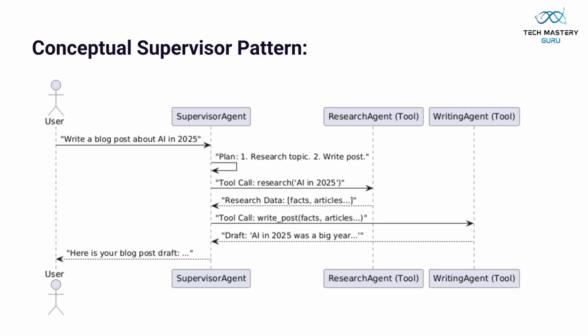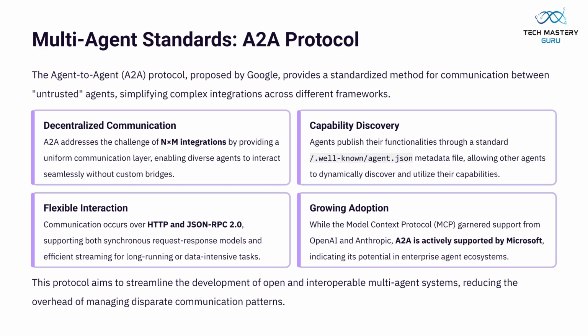This diagram illustrates the conceptual supervisor pattern, where a user's request is broken down by a supervisor agent, which then delegates subtasks to specialized agents like a research agent and a writing agent, coordinating their efforts to fulfill the request. The agent-to-agent, or A2A, protocol from Google standardizes communication between agents, addressing N-by-M integrations. It enables decentralized communication, capability discovery via agent.json, and flexible interaction over HTTP and JSON RPC 2.0. Microsoft actively supports its adoption.